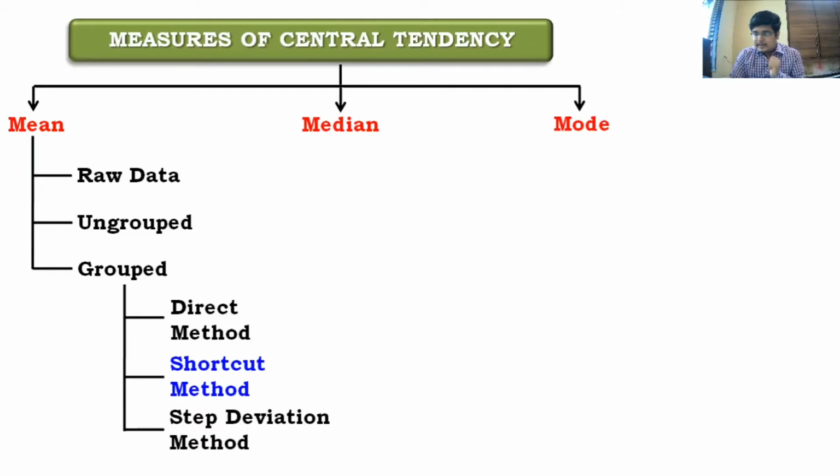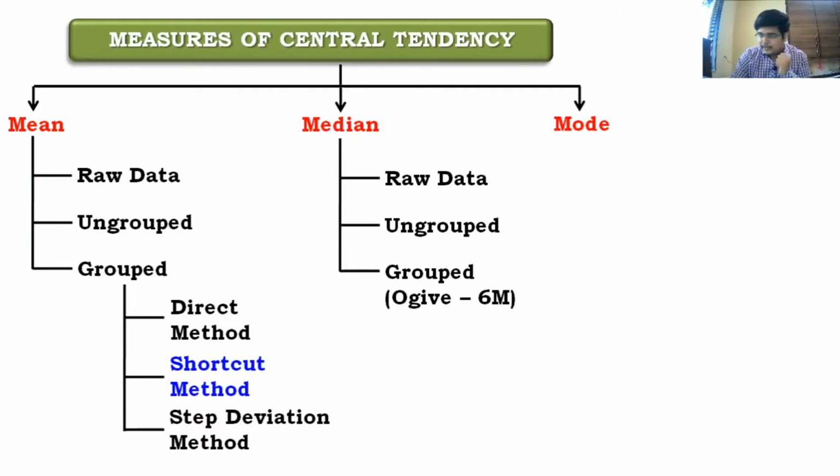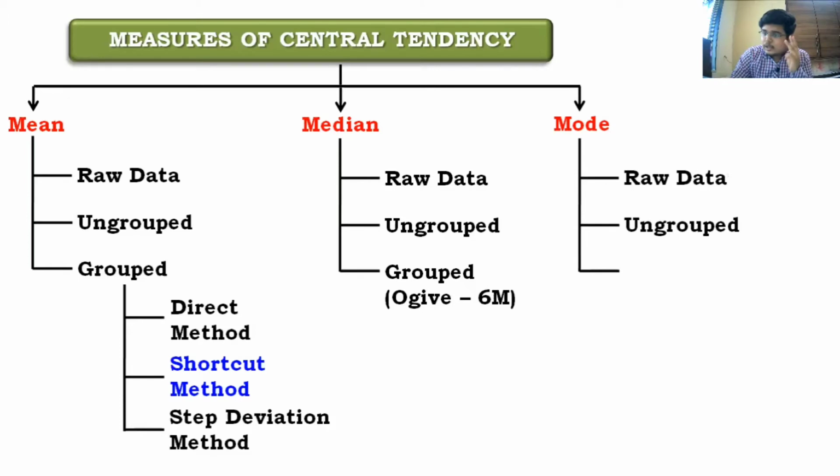Now coming to median, again three types of data: raw data, ungrouped data, and grouped data. And for grouped data, we will be using ogive. I'll explain to you what is ogive in detail as we reach that type. Coming to mode, mode is again for raw data, ungrouped data, and grouped data. And for grouped data, we find the mode using a histogram. I'm sure students have studied histogram in 9th standard. So you have to use that histogram for finding the mode for grouped data.